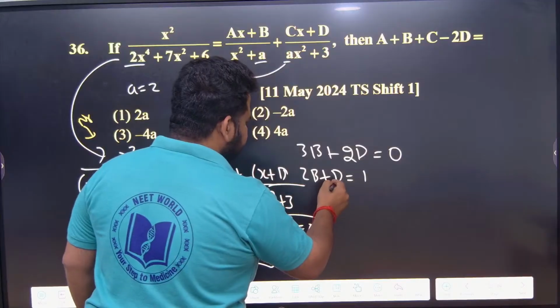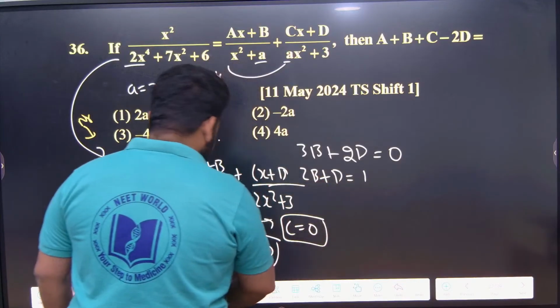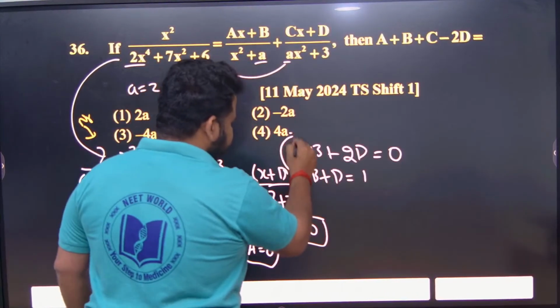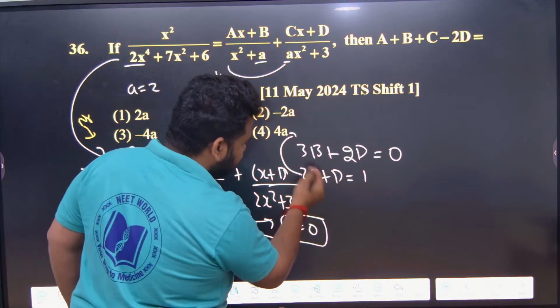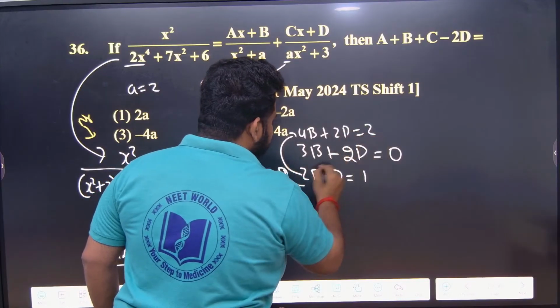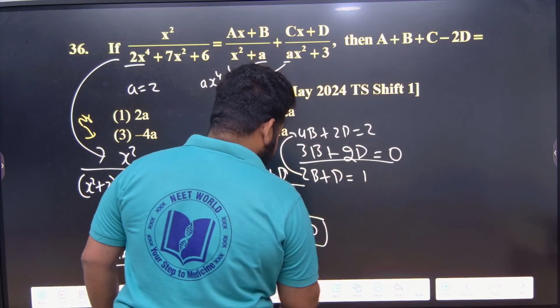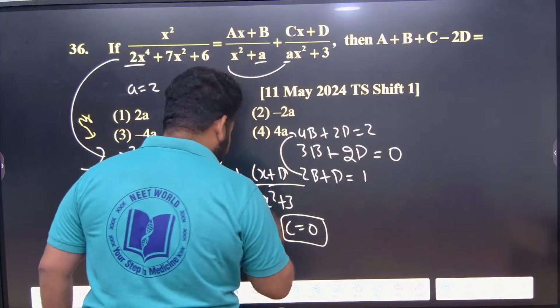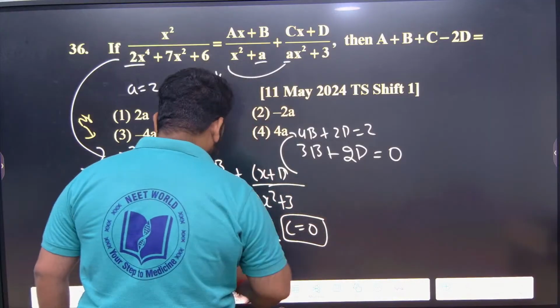So what I can do here, these two equations I can solve. This equation if I multiply by 2, I will get 2d. So this will become 4b plus 2d is equal to 2. On solving this, let me put this down. So 2b plus d will become equal to 1.